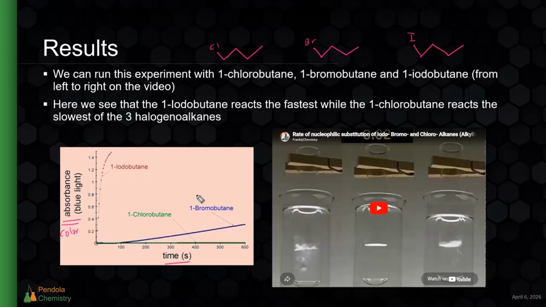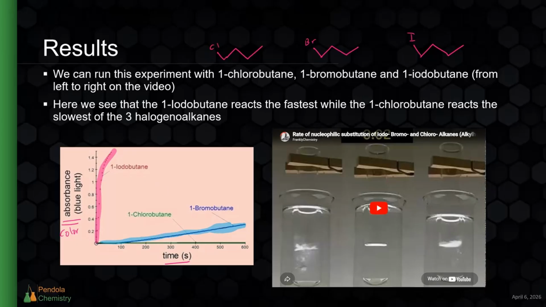So if we look at these reactions, when we use 1-iodobutane, that absorbance skyrockets. Let me use a highlighter here. The absorbance when we use 1-iodobutane is high. It skyrockets. As soon as this reaction happens, we have a lot of absorbance, meaning that the precipitate is created very quickly. Whereas with the 1-bromobutane, that absorbance does go up, but it takes a lot longer because the precipitate gets created more slowly.